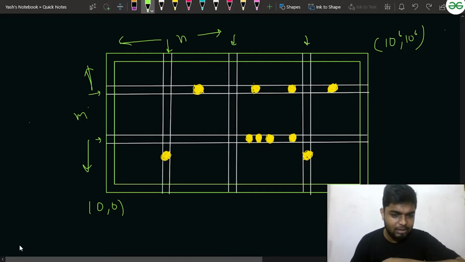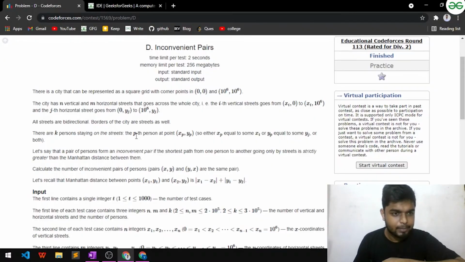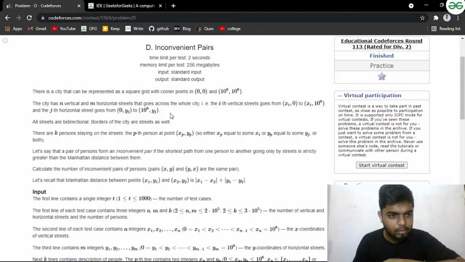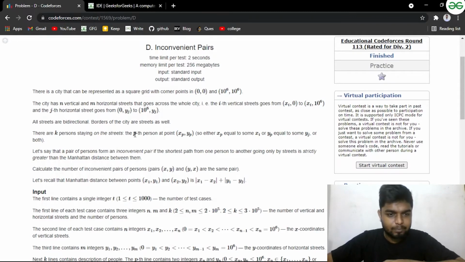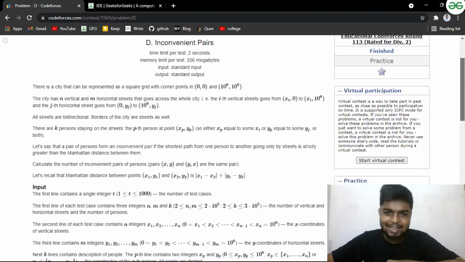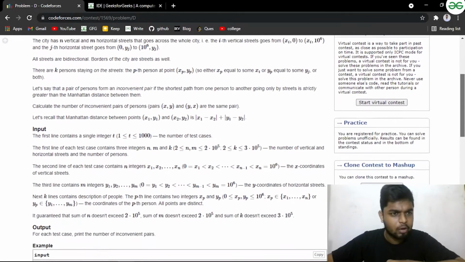And next, what is given in the question is that the streets are bidirectional, so you can move in both directions: in the case of horizontal, from left to right or right to left, and in the case of vertical, you can move up or down as per the situation demands. There are k people standing on the streets, and let's suppose there is a pth person, then his coordinates are xp comma yp, right?